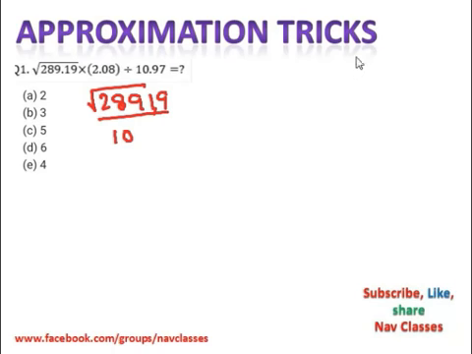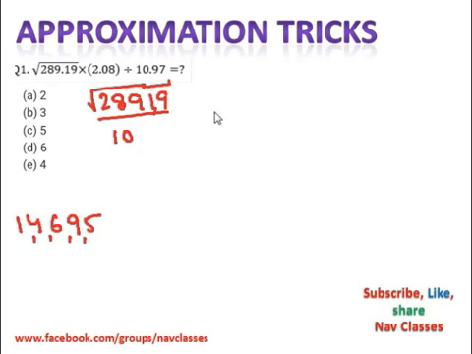Let's see how to solve this with the trick. We have the root of 28919, and it has 9 at the end. It means it is a perfect square. What are the perfect squares? The digits having 1, 4, 6, 9, 5 at the end. These are all perfect squares. There is a separate trick to solve the root of perfect squares, so let's see how we calculate them.